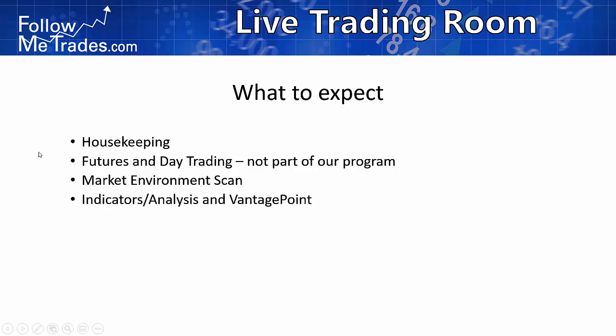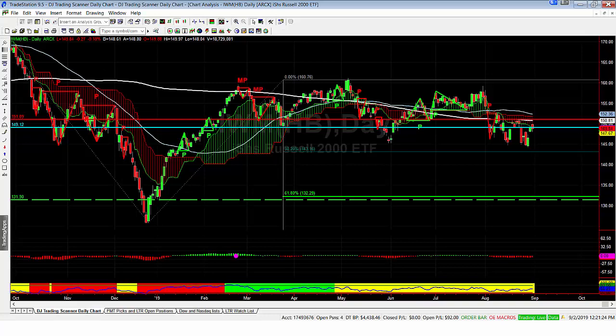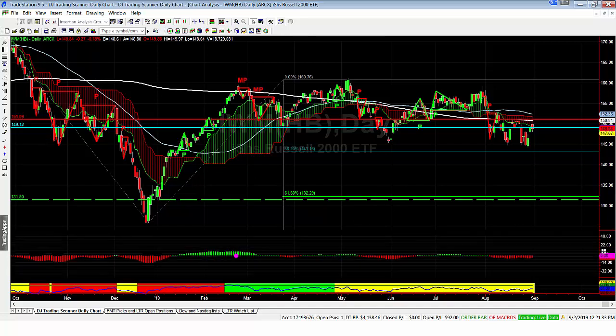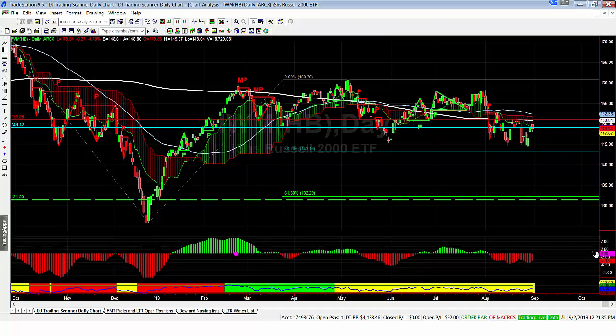Talk real quick about indicators and analysis that I use in the trading room and in my trading. So here is a typical daily chart. This is the IWM, the Russell ETF. And so I've got a variety of indicators on my screen that you can see here, and I get quite a few questions about them.